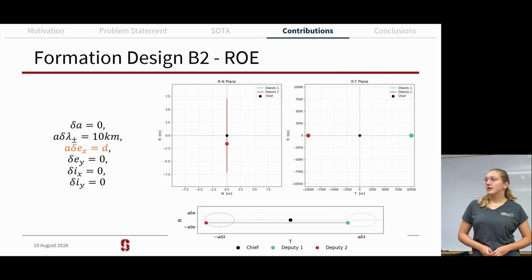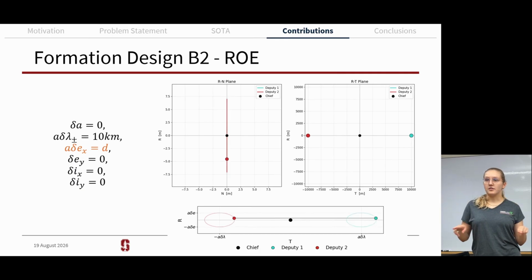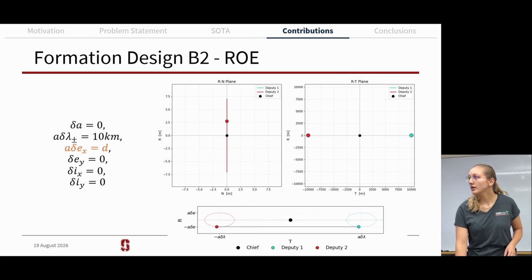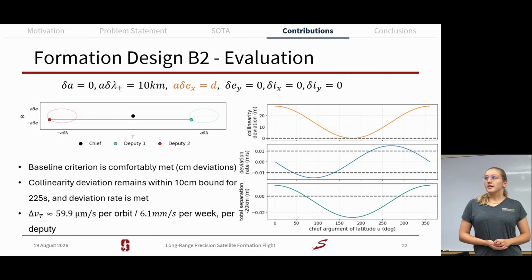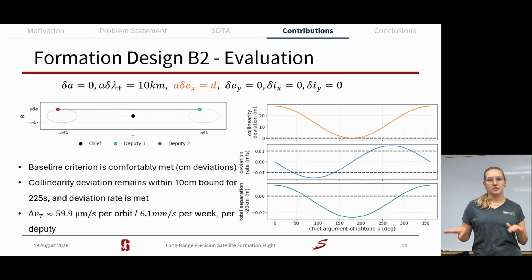So for this, the orbital elements are as follows. I've highlighted that for both deputies, the eccentricity will have the same sign, and this is what its motion looks like, again, in the RN plane and RT plane. Also, in a conceptual plot at the bottom, you can see that now the deputies are co-rotating in their relative motions at those plus and minus 10 kilometers. And to evaluate this design, as you can probably already tell by this conceptual plot, since the two deputies are co-rotating, the baseline is kept up very nicely. So we only have centimeter deviations from the baseline.